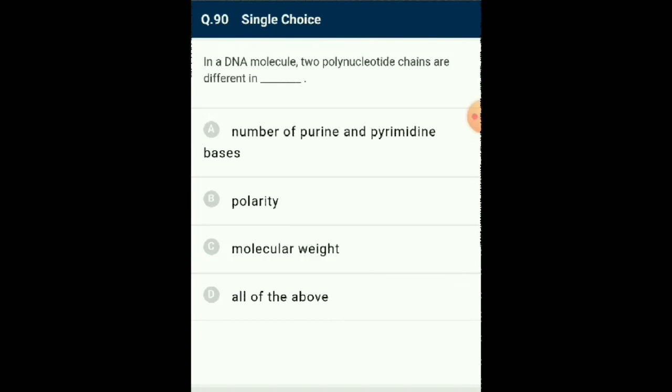Question number 90. In the DNA molecule, the two polynucleotide chains are different. Two polynucleotide chains are present which have opposite polarity. One chain has 5 to 3 direction polarity while the other chain has 3 to 5 polarity. In one polynucleotide chain, at one end the 5 phosphate group is free for making a phosphodiester bond and on the other end the 3 OH group is free. So the polarity is decided based on the position of the free OH and phosphate group. So the answer for this question is option B, polarity.